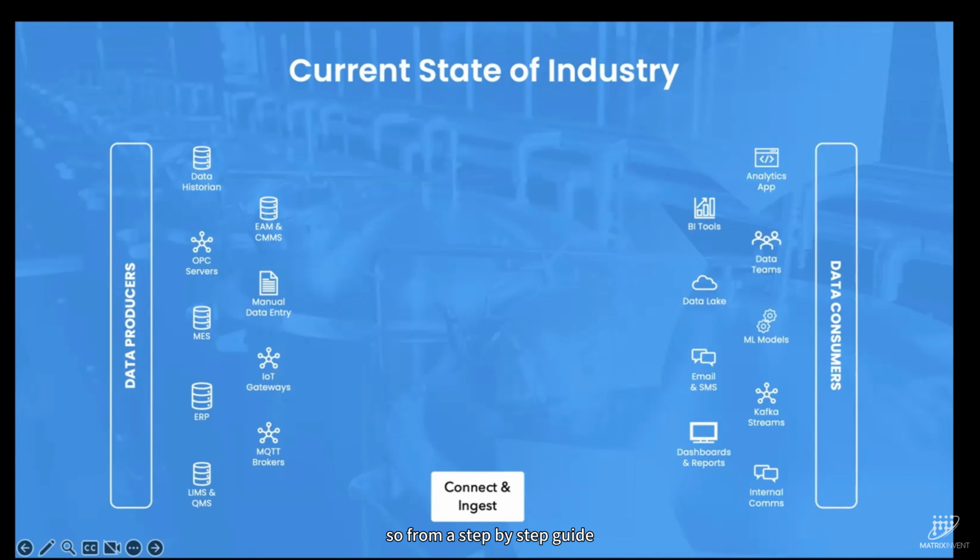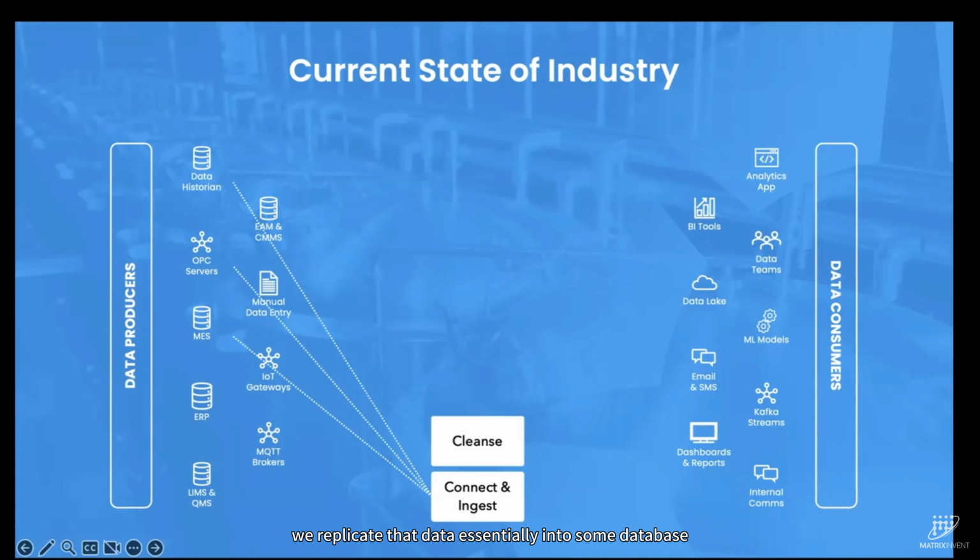So from a step-by-step guide, we first connect to the source, ingest the data. We replicate that data essentially into some database. We then cleanse the data. We normalize the data. We get all of the formats into the same format. We get rid of the outliers or the anomalies or the bad data values. We try to add operational context and shape to the data.